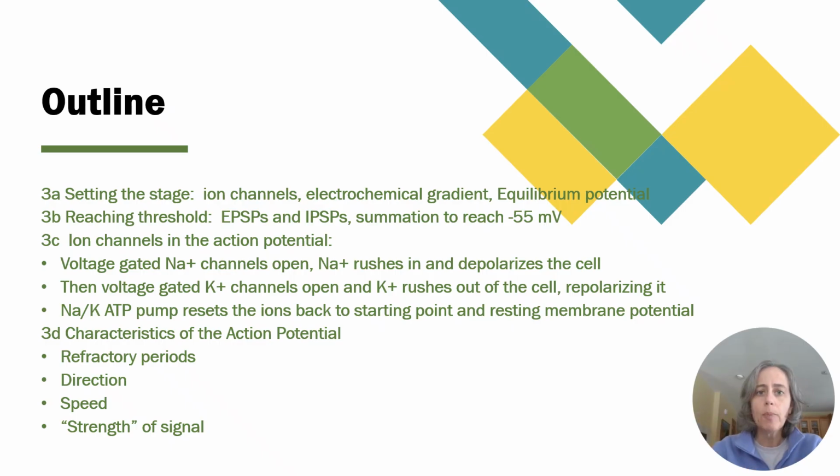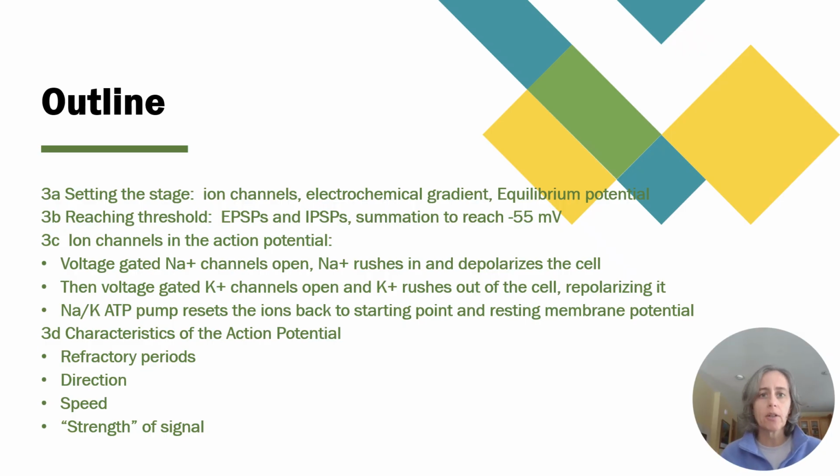And once channels open, an ion will move according to its electrochemical gradient, so according to the charges and according to its concentration gradient. With that combination, there's the Nernst equation, you can figure out its equilibrium potential, where the amount of an ion moving in one direction will be balanced out by the amount of that ion moving in the other direction. Then you can use that to predict which way the ion is going to move. So that was 3A.